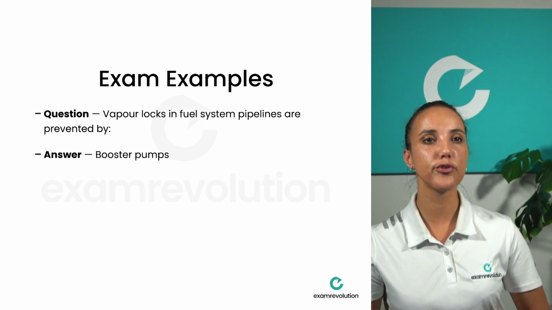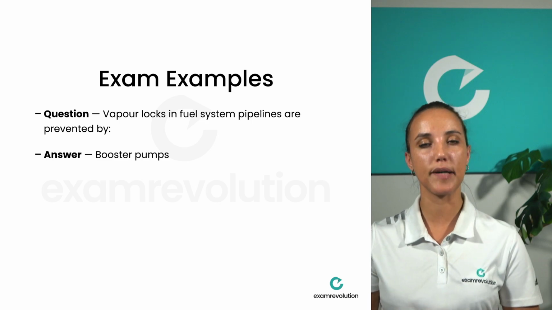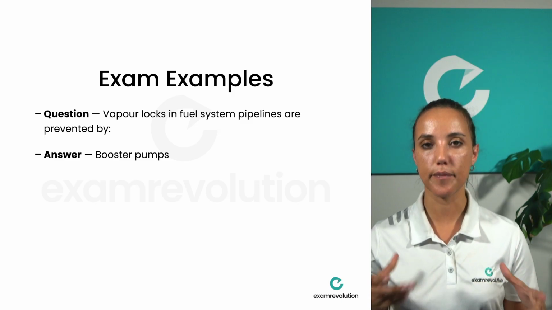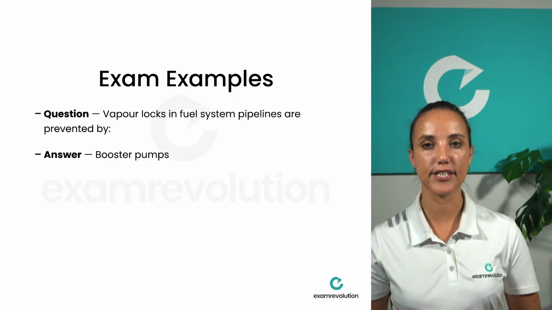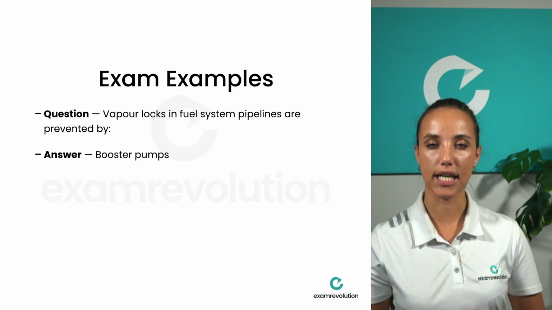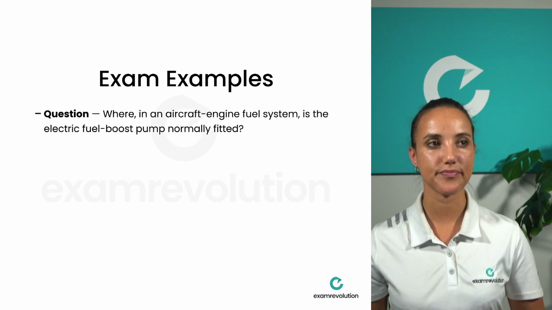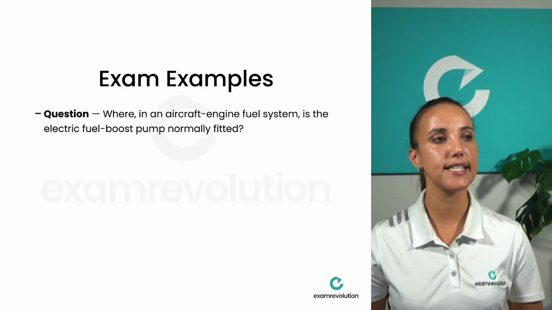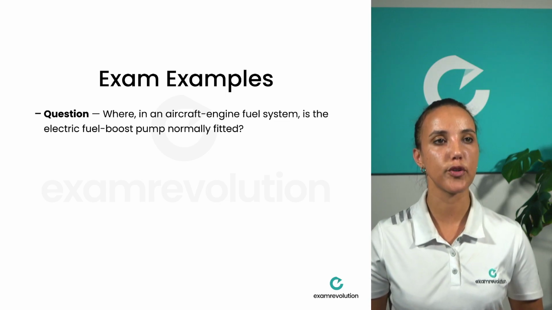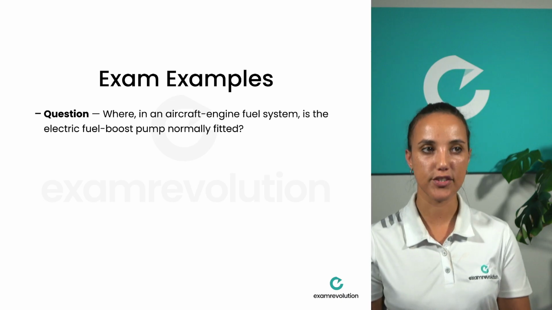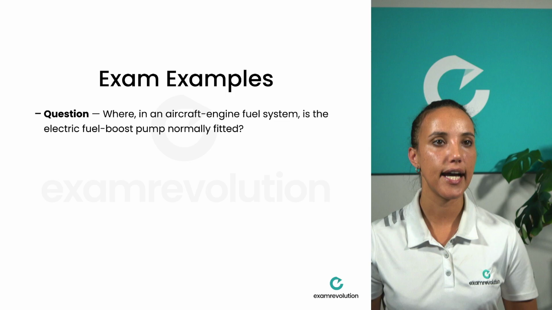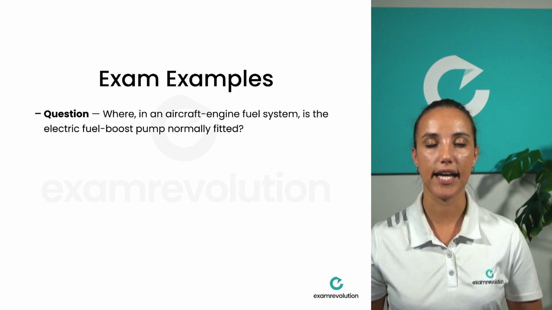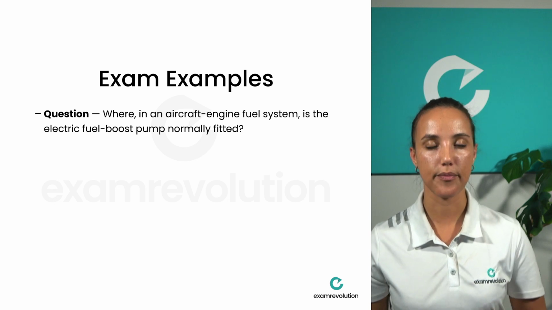Then, vapor locks in fuel system pipelines are prevented by the boost pump. We just discussed it. The only way to get rid of the air bubbles or the gas fuel in the lines is to pump liquid fuel through the lines to help start the aircraft. Then, where in an aircraft engine fuel system is the electric fuel boost pump normally fitted? This will be very similar to the carburetor, and it's usually between the filter and the carburetor or the fuel distributor.